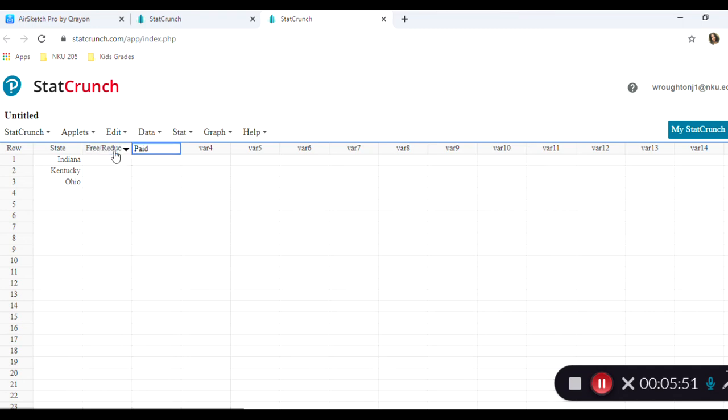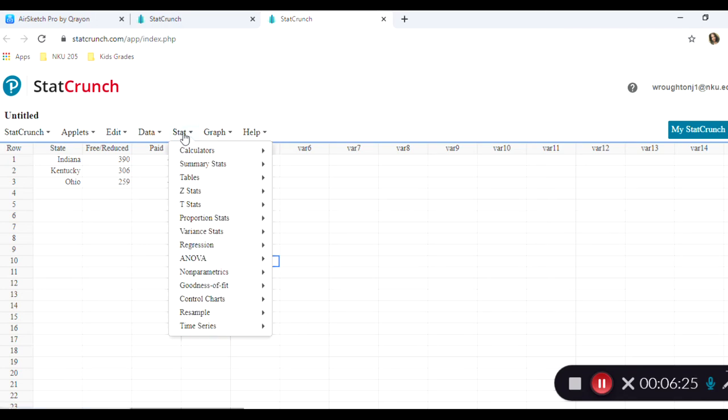And I don't ever want to enter totals when I do my table here in StatCrunch. So there was 390 in Indiana that were free and 410 that were paid. In Kentucky, there was 306 that were free or reduced and 194 that were paid. In Ohio, there was 259 that were free or reduced, and 441 were paid.